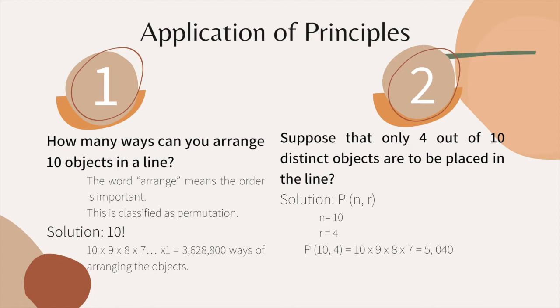Hence, 10 factorial is equivalent to 3,628,800 ways of arranging the 10 distinct objects.